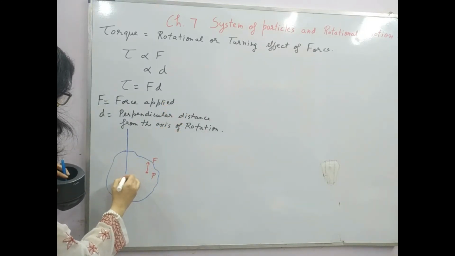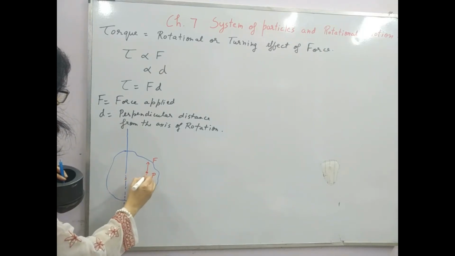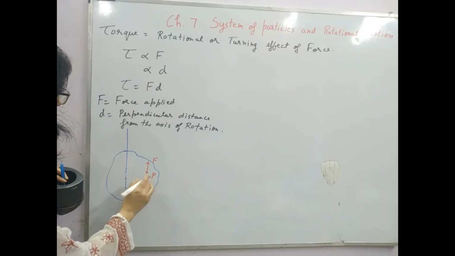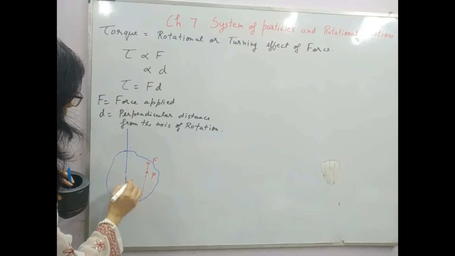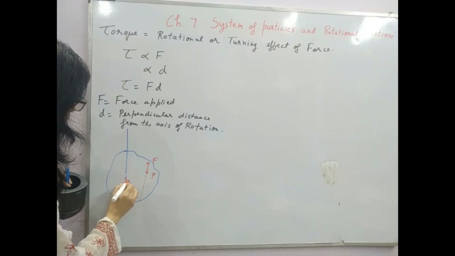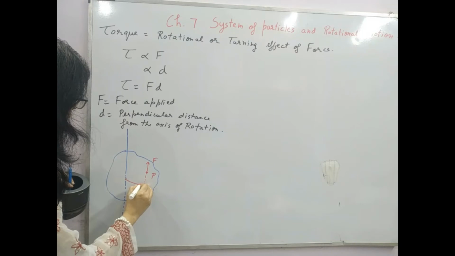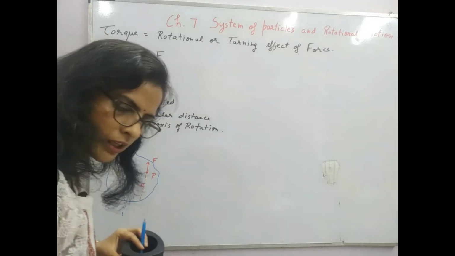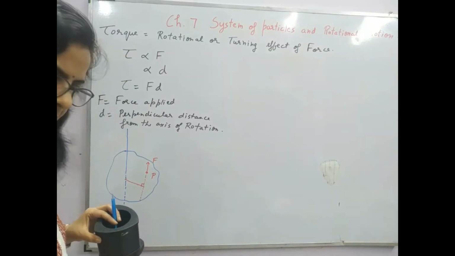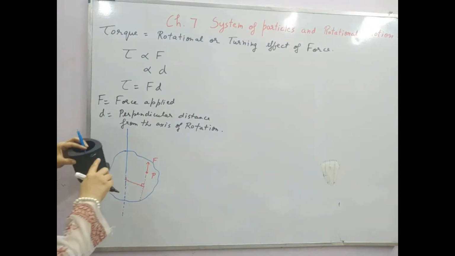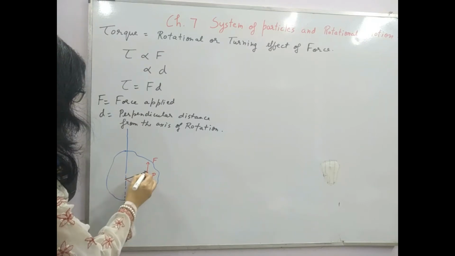So if I am using this point of reference as origin, I'll have to extend this backwards, in the same direction, to get this perpendicular distance from the axis of rotation. Now how will I find this perpendicular distance? I know this much, that this point of application is at distance r.